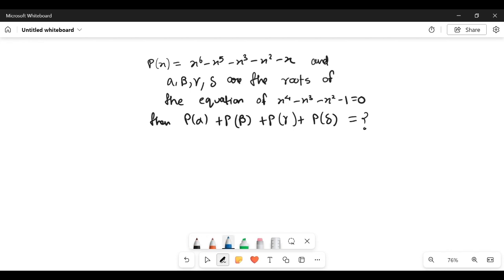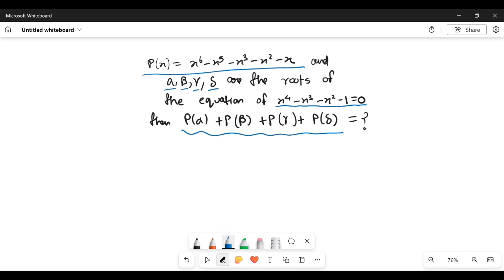Okay, so the problem is saying that there is a function given P(x) which is like this. Okay, this is our function P(x), and it says that there are four roots: alpha, beta, gamma and delta, which belong to the equation x^4 minus x^3 minus x^2 minus 1 is equal to 0, right? And we have to evaluate this expression.